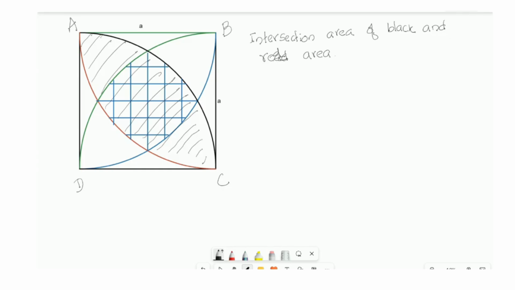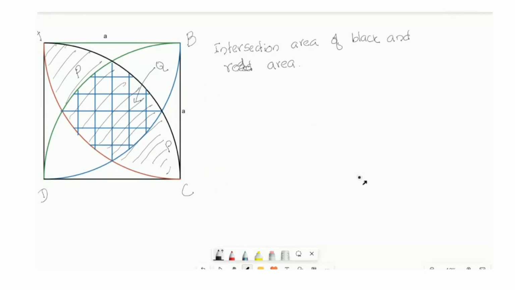Now you see that this figure is symmetric. So therefore the area of the upper part, if I take that as P, and the lower part should be the same. And say the area of the middle shaded area is Q. So therefore the intersection area of black and red area is equal to 2P plus Q. That is upper part P, lower part P, the middle part is Q. So now 2P plus Q.